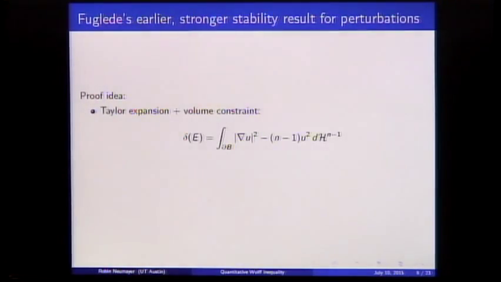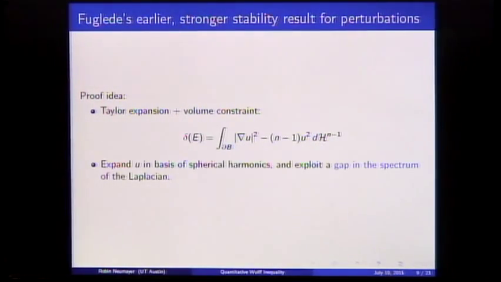So let me say two words about Fuglede's proof. He gave a Taylor expansion of the deficit and got this term here on the right, and then expanded this function u in the basis of spherical harmonics, that is, eigenfunctions of the Laplacian on the sphere. And then used a gap in the spectrum of the Laplacian to show that this term on the right controls the H1 norm squared of the function u.